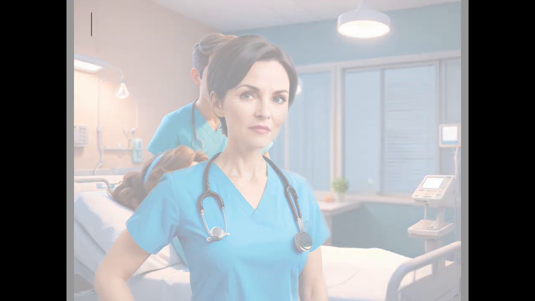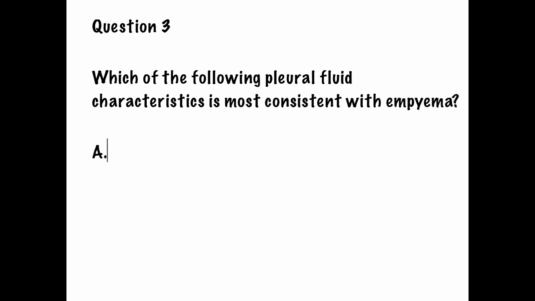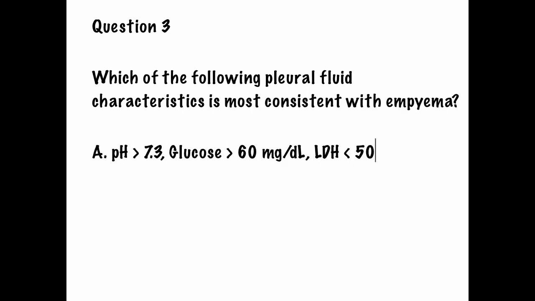Correct answer. B. Chest tube drainage with fibrinolytics. Explanation. In a child with moderate effusion and signs of respiratory compromise or empyema, chest tube drainage with fibrinolytics is appropriate. Question 3. Which of the following pleural fluid characteristics is most consistent with empyema?